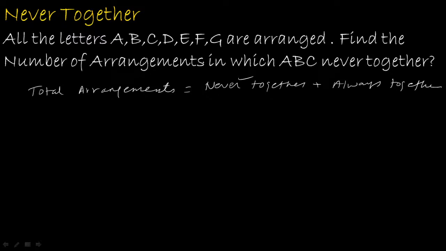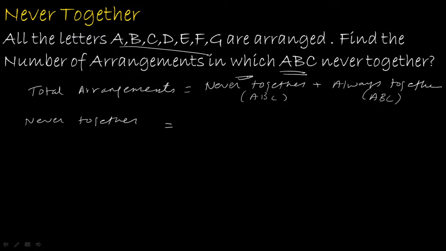So in our problem, all the letters A, B, C, D, E, F, G we have to arrange. Find the number of arrangements in which A, B, C are never together. If it is never together, means A, B, C never together. If it is always together, means A, B, C always together. So how can we calculate? You make use of this formula.